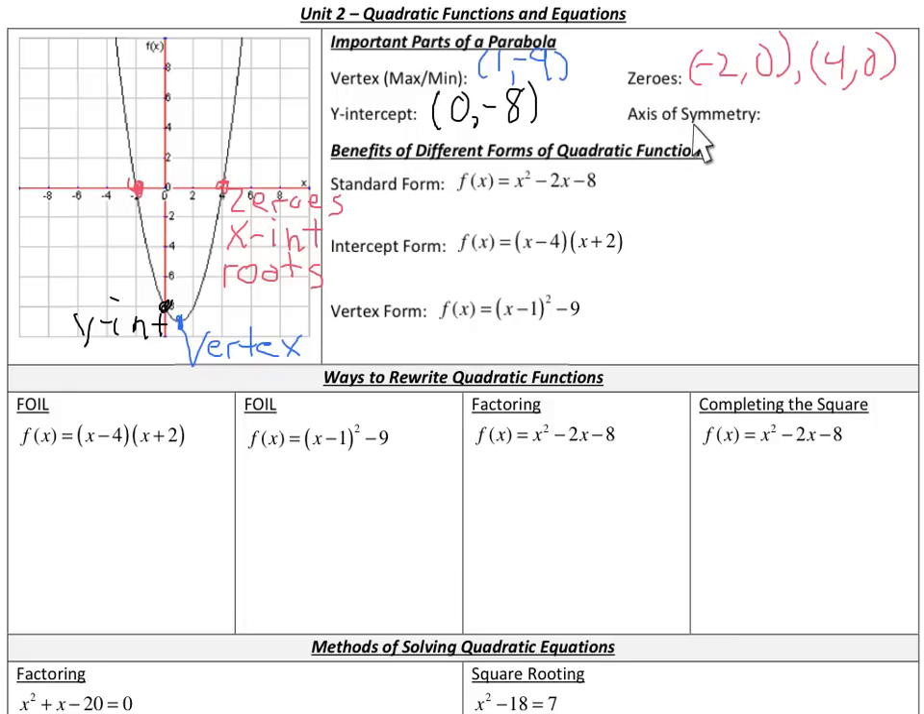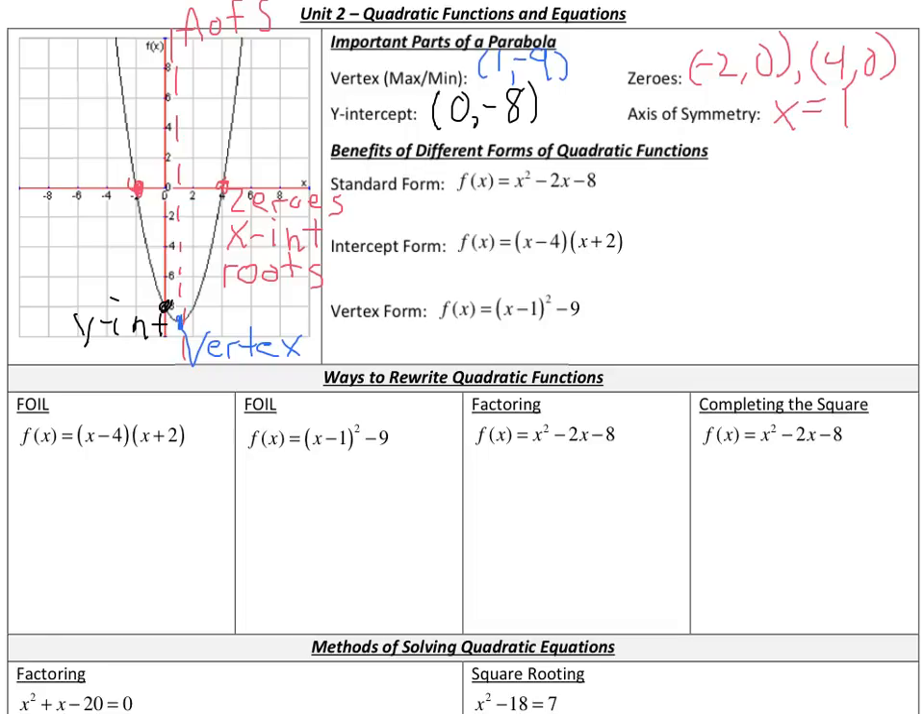The last one, axis of symmetry, is the line right down the middle here. If you were to fold this graph, it would be right down the middle. It would fold and match like a butterfly's wings. So the equation of that line, I call it the A of S, axis of symmetry. It's not a technical abbreviation. I just use it. And so you would write it as x equals 1.